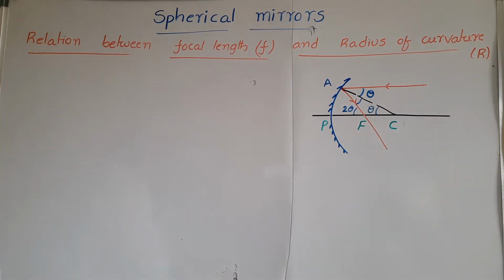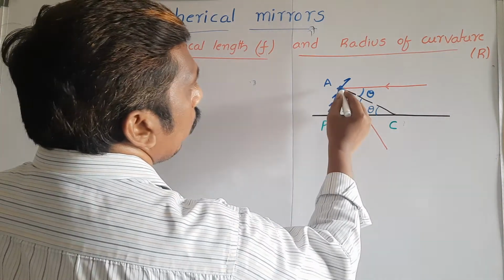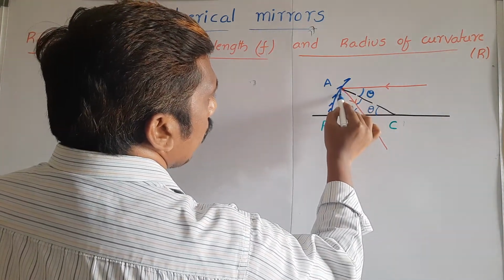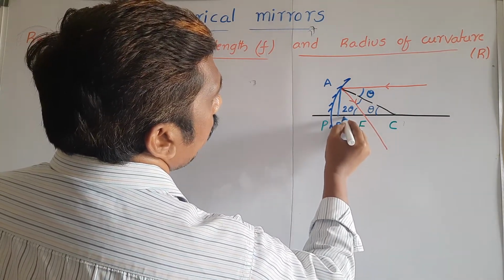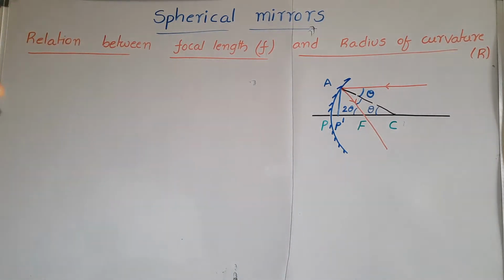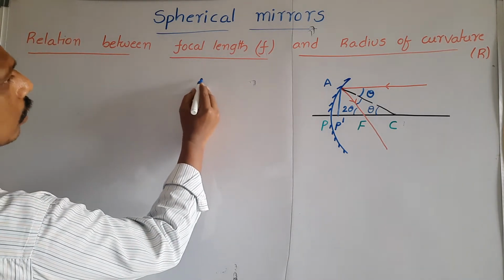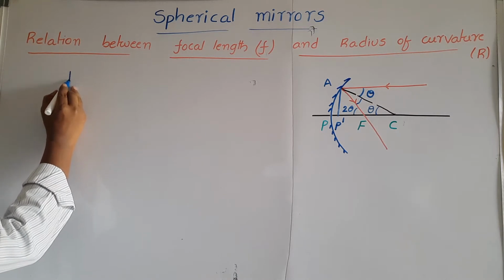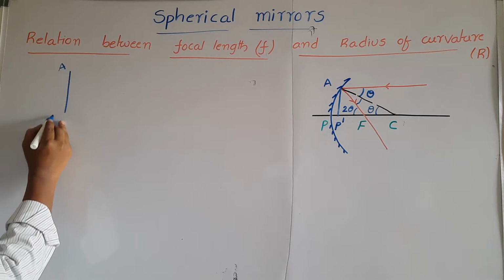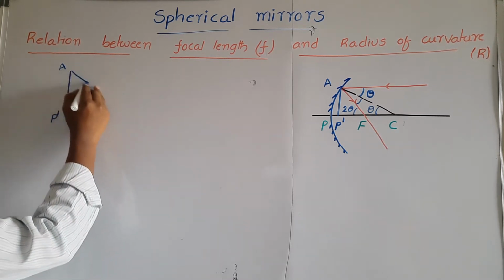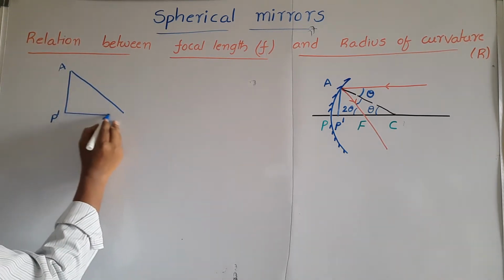Now we draw a line from the point A onto the principal axis. This line meets the principal axis at point P dash. From this diagram, if you observe, two right angle triangles are there. One right angle triangle is A, P dash, C.